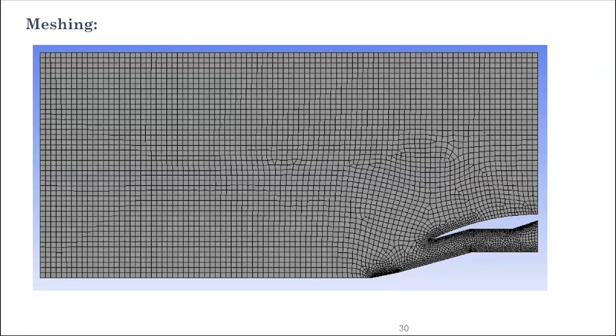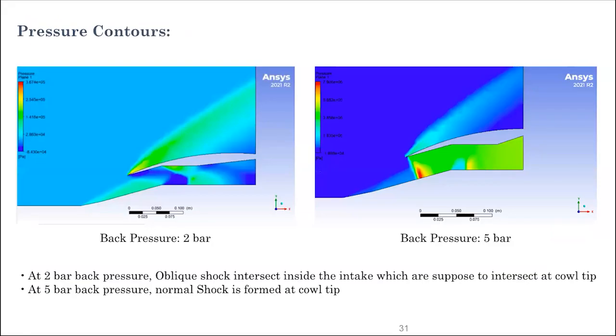This was our meshing domain, and these are our results. Pressure contours. We used ANSYS for our computational fluid dynamics, and we did iterations at different back pressures. As you can see, these are the pressure contours at 2 bar and 5 bar back pressure.